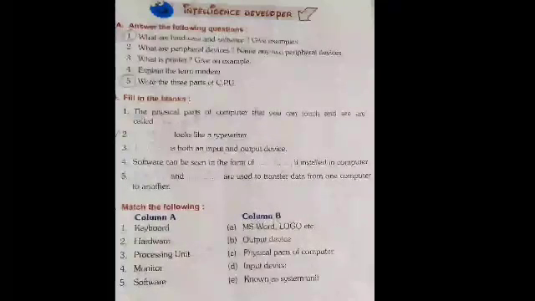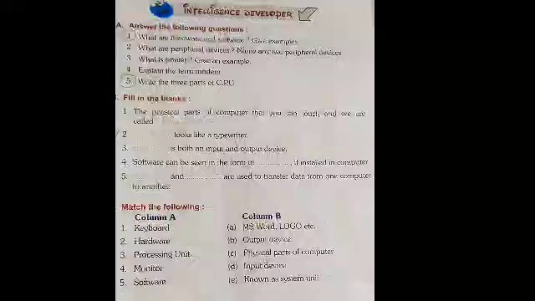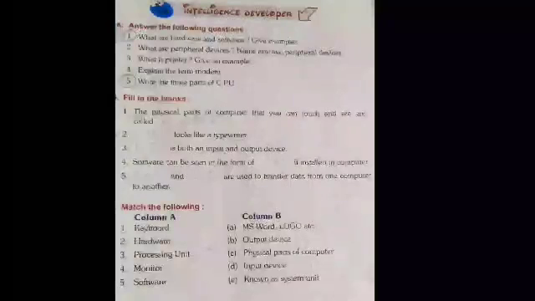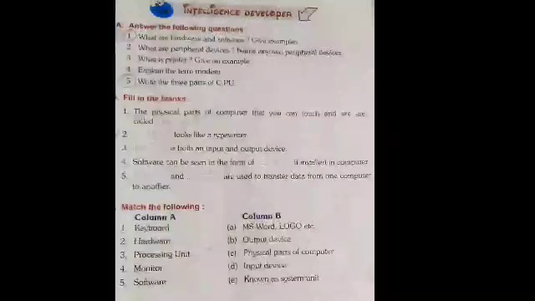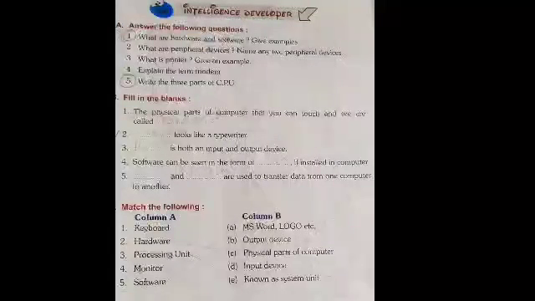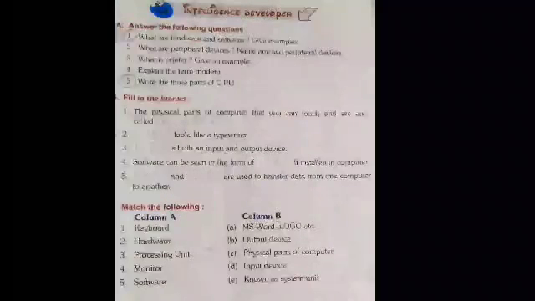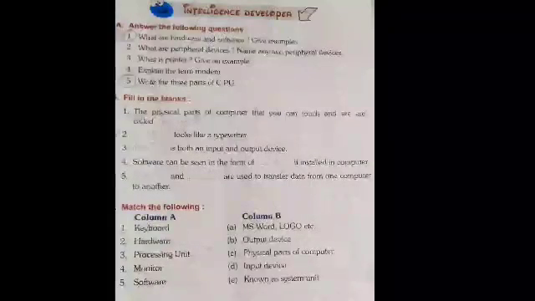Explain the term modem. Modem is both an input and output device. It is the linking part between the user on the computer and the internet. Next one, write the three parts of CPU. First one, control unit CU, second, arithmetic and logic unit ALU, third one, memory unit MU. These are the three parts.